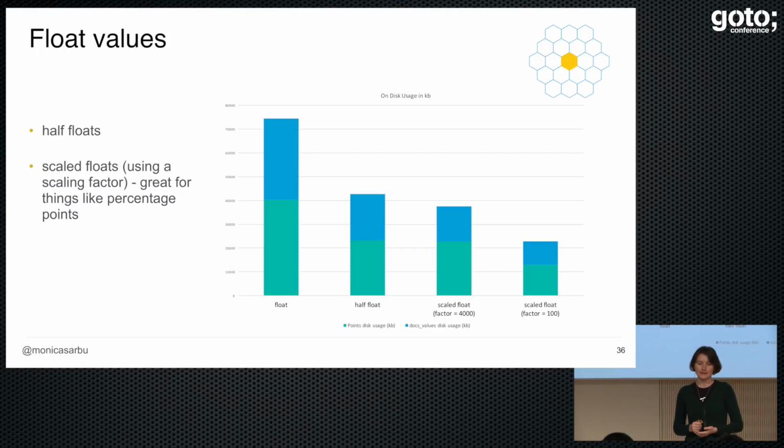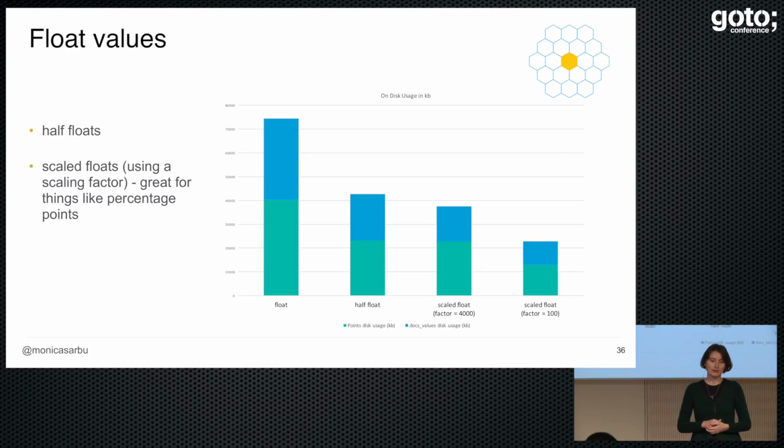Another disadvantage that Elasticsearch had before 5.0 was that it wasn't able to compress float values, and they were always stored on 4 bytes. There are quite many algorithms for compressing float values, but they don't work with the way Lucene stores the data, so we couldn't use them.